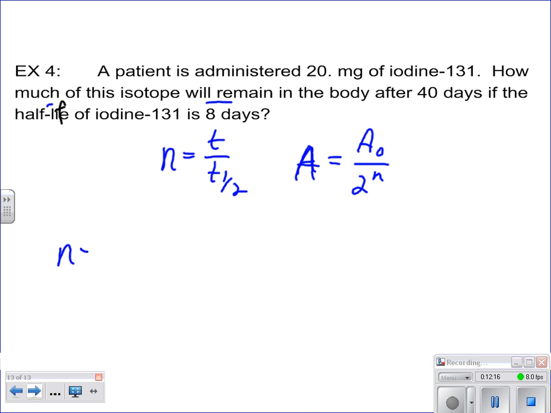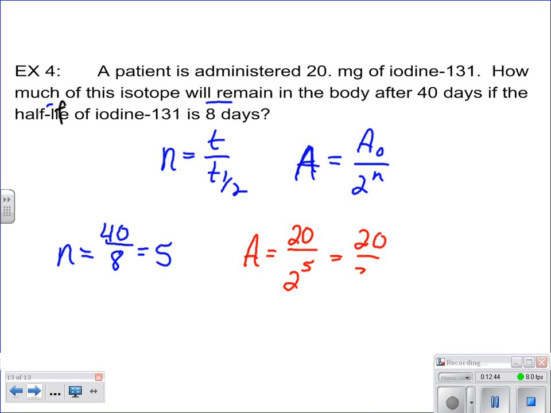So we say that n equals our 40 days divided by our half-life of 8 days, so that's going to be 5 half-lives that have passed by. So now if we know 5 half-lives have passed by, we can go ahead and plug it into our second formula, and we can say that A equals the original amount, which is 20 milligrams, divided by 2 raised to the 5th power. So that's the same thing as saying 20 divided by 32, and that's going to be equal to 0.625 milligrams. That is it.